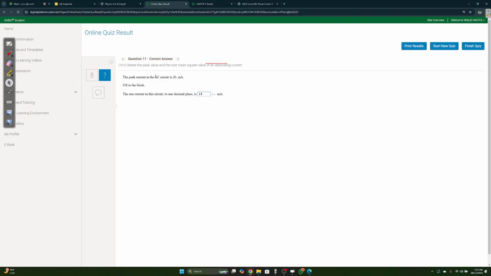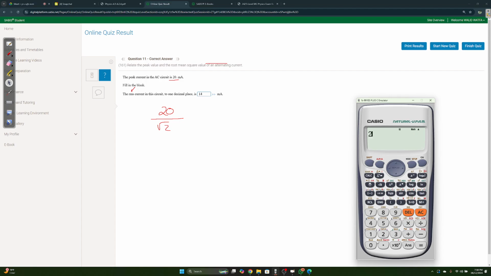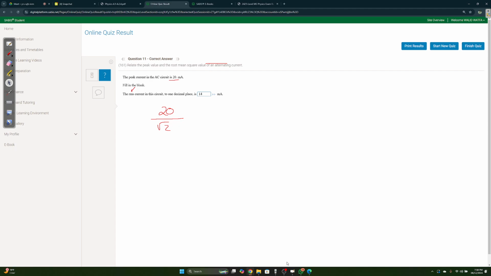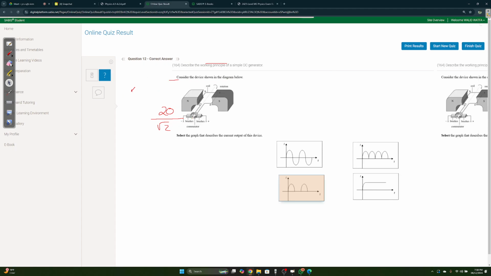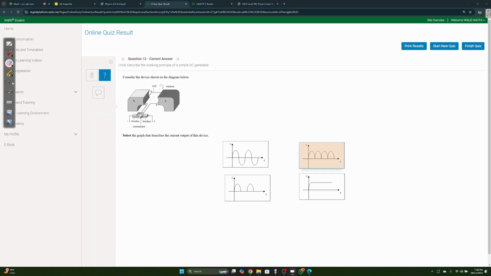Question, let me see. For 11, the peak current in the AC circuit is 20 mA. They want RMS. How do you find IRMS? You just take I max over radical 2. And let's see, to one decimal place they want. So 20 divided by root 2. It's going to be 14.1, which is what we got. Okay.